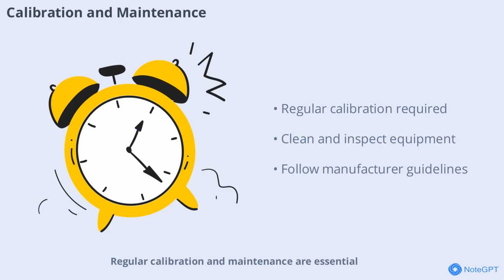Regular calibration and maintenance are essential for keeping your oscilloscope accurate and reliable. Calibration ensures measurement precision, while routine cleaning and inspection prevent issues caused by dust or wear. Following manufacturer guidelines extends the lifespan of your equipment and maintains consistent performance.